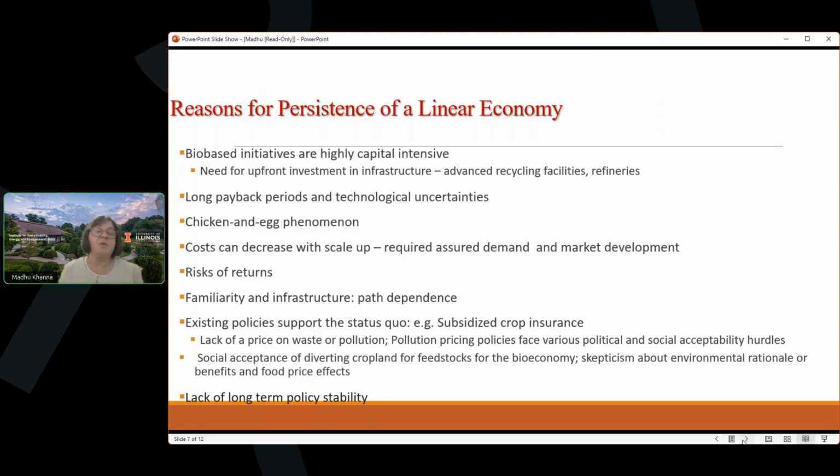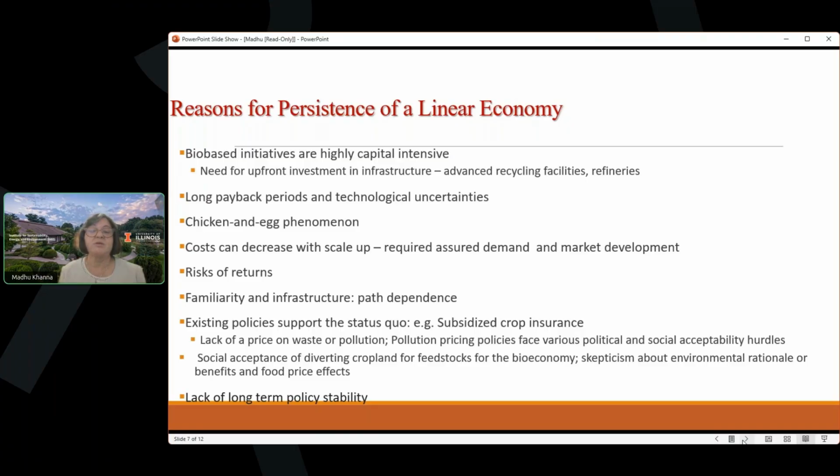So as we think about transitioning to a circular economy, it's important to understand what are some of the reasons why we see the persistence of this linear economy. And one of the major reasons is that many of these initiatives that we're talking about are highly capital intensive. They need upfront investment in feedstocks that are more environmentally friendly, in infrastructure, and refineries, recycling facilities, and so on. Many of these initiatives also have long payback periods. The feedstocks like energy crops are perennials and have a 15 to 20-year lifespan.